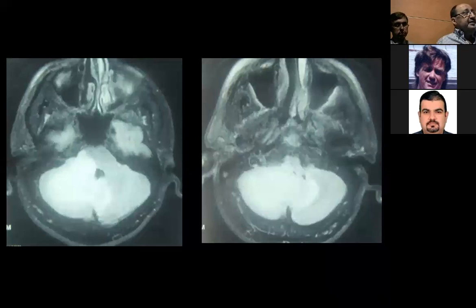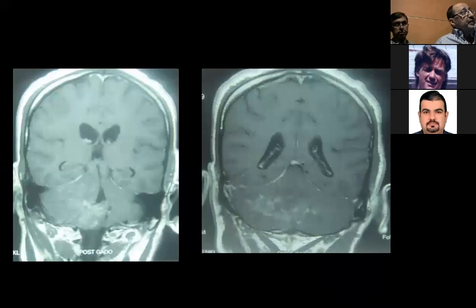Next one. This is coronal view. We have some prominence of the frontal horns of the lateral ventricles. This is the lesion, enhancement of the meninges, medially enhancing lesion within the cerebellum, fourth ventricle. Also coronal view, the same findings.